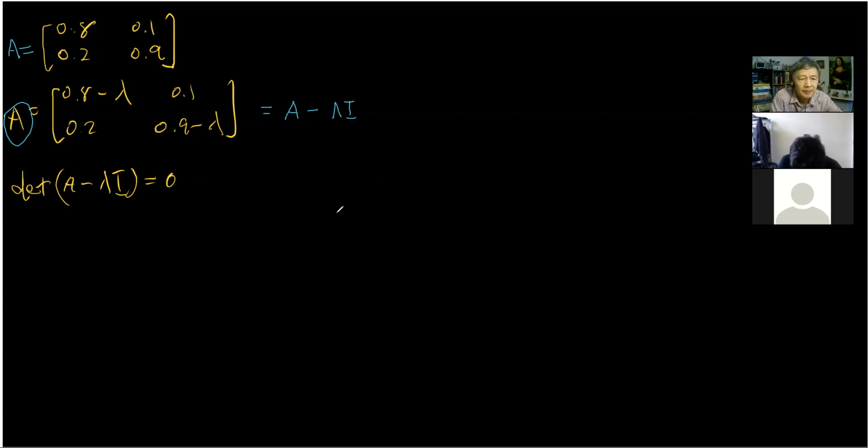Yes. So we're going to have 0.8 minus lambda, 0.9 minus lambda. Do you mean minor? Do you have the minor? Oh, sorry. Minor. Yeah, a minor. Minus take 0.1 times 0.2. So then we go to, I think that's 0.72.